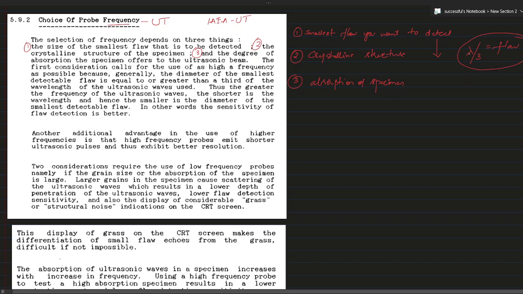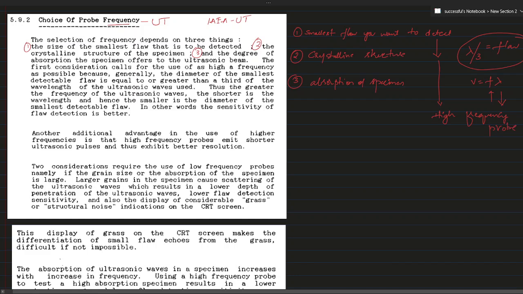You see that V is equal to nu lambda, you can say f lambda. If frequency is more, then lambda is less. That means if you want a very small flaw to detect, lambda should be very less. That means lambda by 3 should be very less, lambda should be less, and frequency should be very high. So it is demanding a high frequency probe, right? High frequency probe.